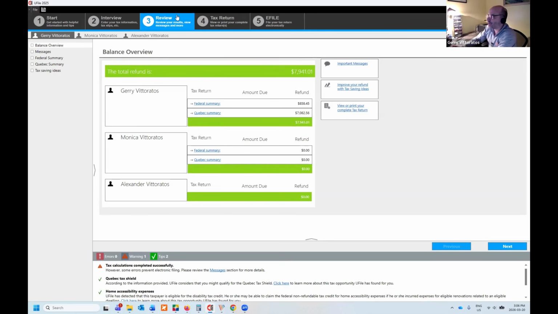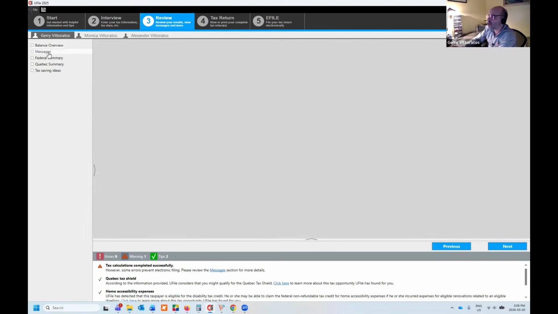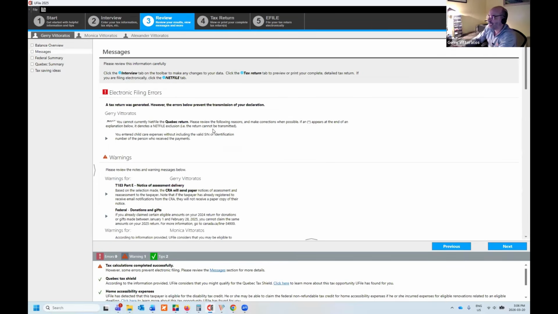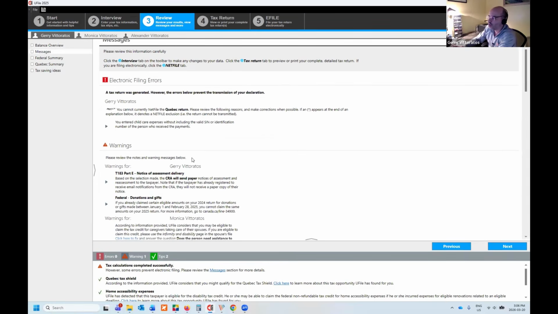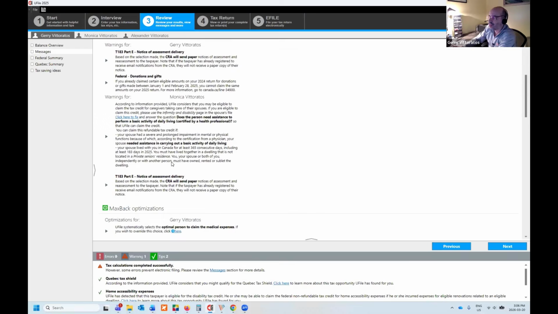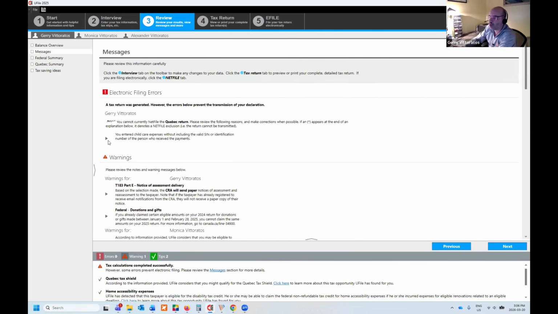Now, from here in the review tab, you also have a navigator. And you can go and look at what we call the messages. The messages will tell you what you're missing in the file, first of all, to be able to electronically file. And in Quebec, I'm missing for the childcare the identifier for the childcare expenses. Every daycare has an ID number given by Revenue Quebec, and I don't have that number right now. I didn't enter it, so I can't transmit the return unless I get that identifier.